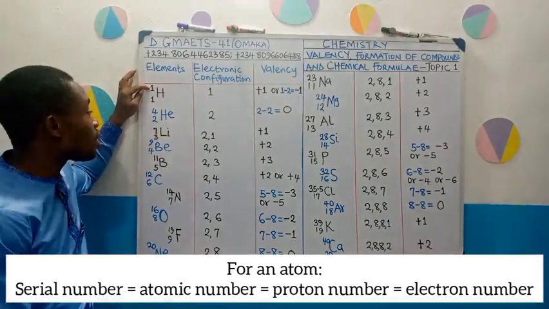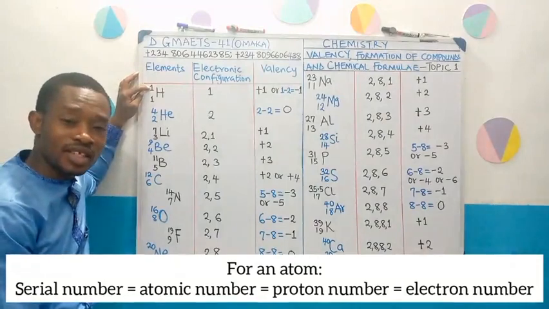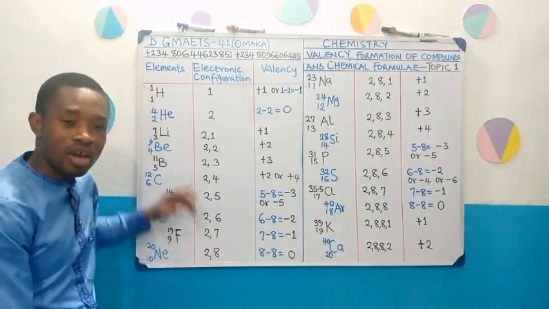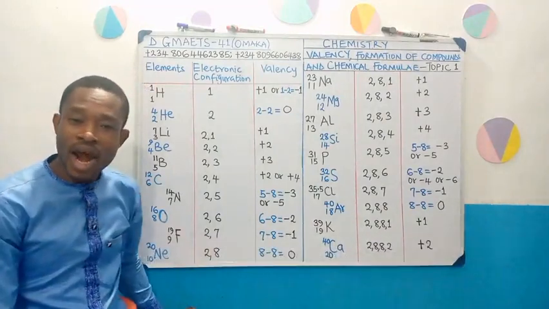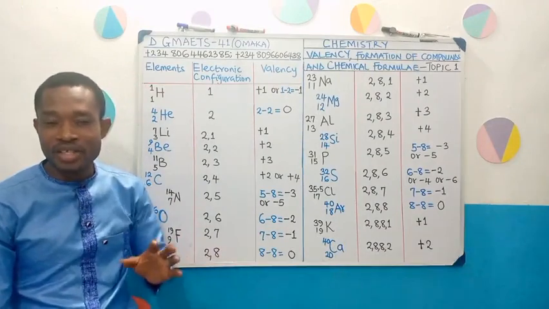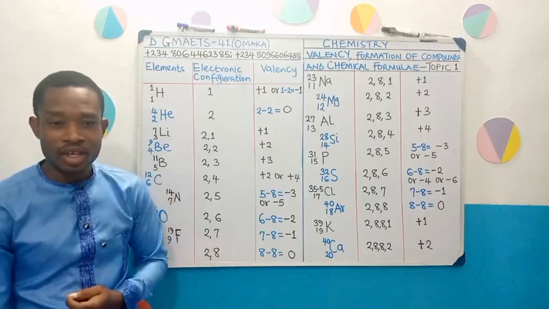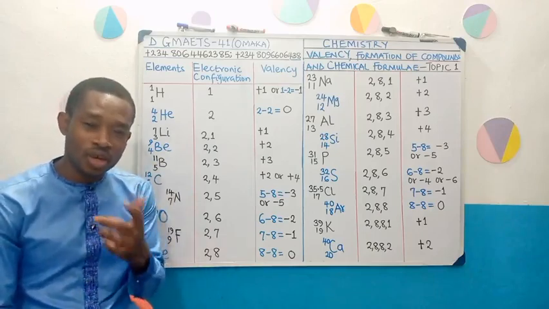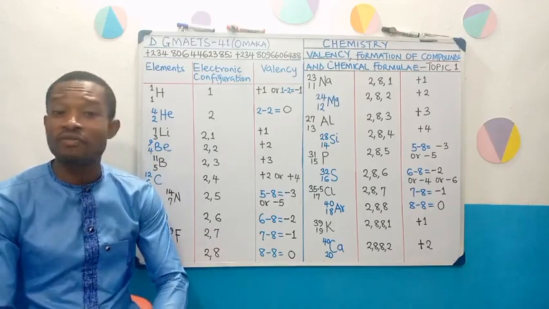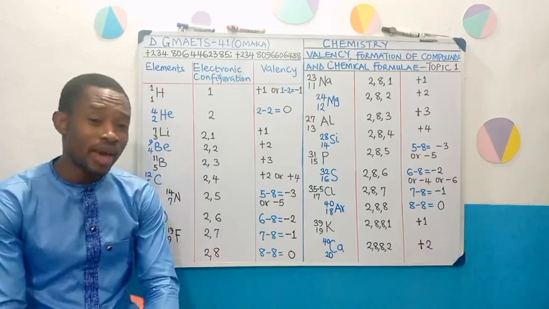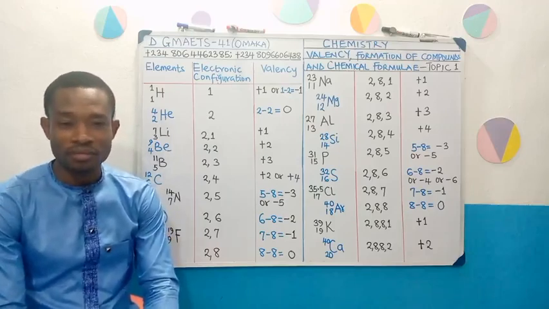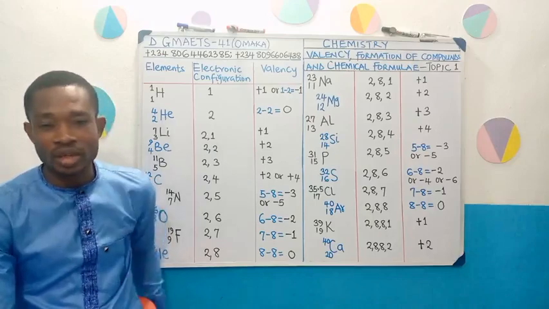Now the number written on top here, we refer to it as the relative atomic mass of that element, RAM. When we treat isotopes and isotopy, you will learn how we calculate and obtain that value from the basis of carbon-12. So let's quickly look at what we have here.